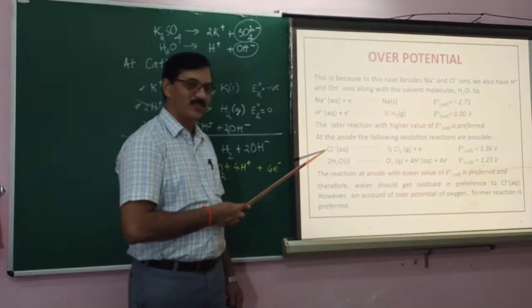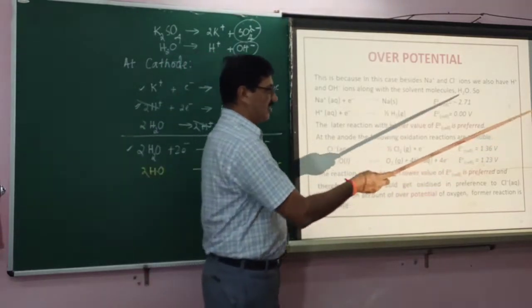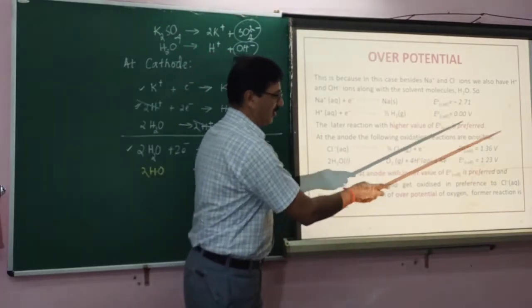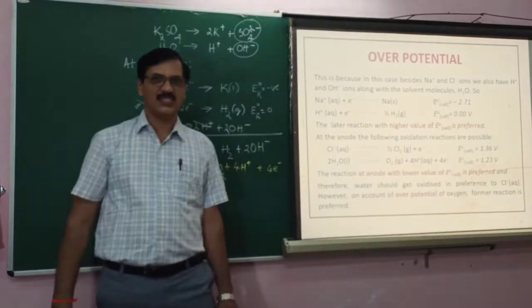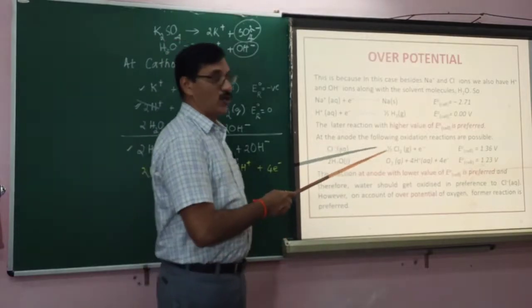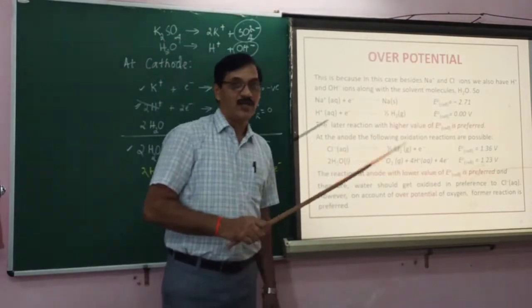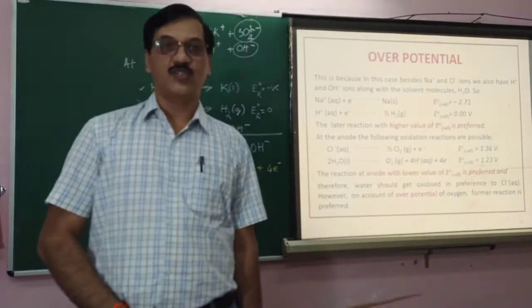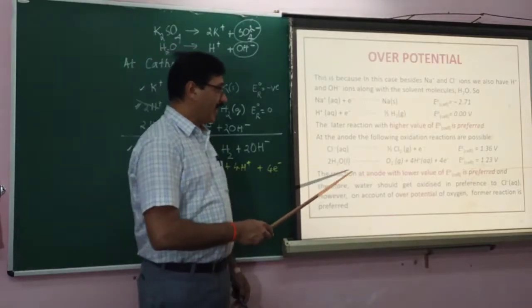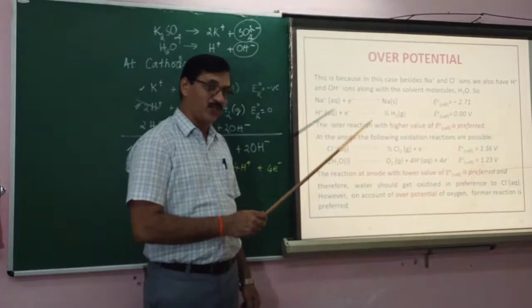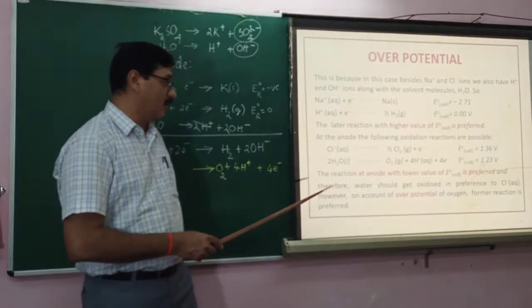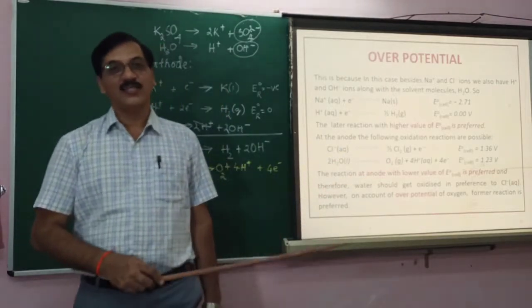Chloride ion forming chlorine has a reduction potential of 1.36, and H2O giving rise to O2 is 1.23. There is a slight difference. But reduction potential is not to be compared here because oxidation is going on. You should change the sign of the reduction potential so that you get oxidation potential. Oxidation potential is to be compared. But the reaction at the anode with the lower value of E0, even though it is a lower value of reduction potential, is preferred, or the higher value of oxidation potential is preferred. Chlorine is being obtained rather than H2O.